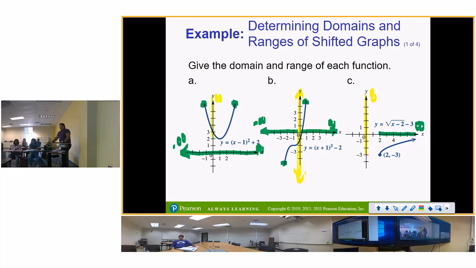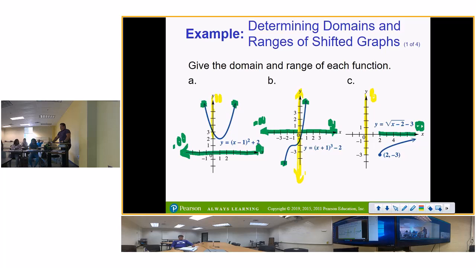From left to right, what is the function doing? It's increasing. It's increasing from left to right. If you don't know, put a little car on the left-hand side of the graph and tell me what that car is going to be doing. It's going to be going uphill.